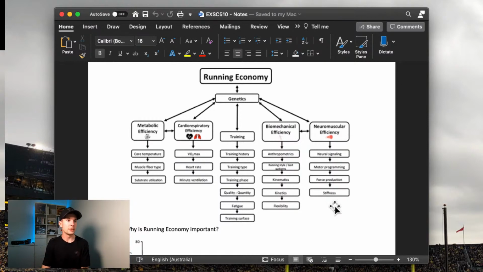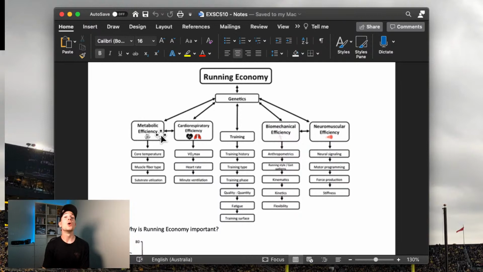Stiffness through the Achilles. Do we have that nice strong spring, or are things sagging at the bottom, at the impact phase, and then slowly coming back? Good stiffness is going to give us a nice springy rebound. Motor programming as well, which then comes down to things like running technique. So that is running economy in a nutshell.